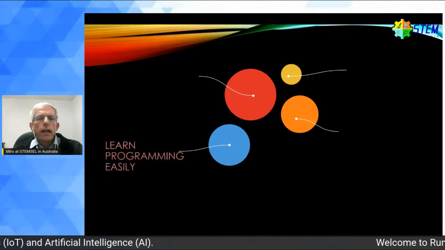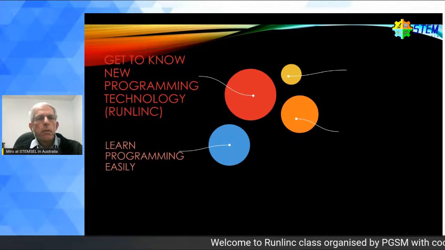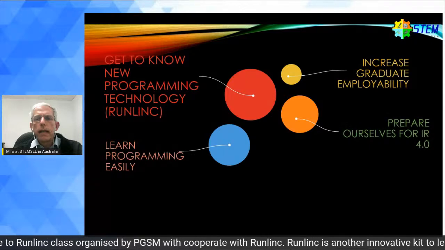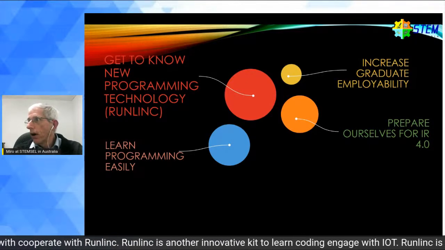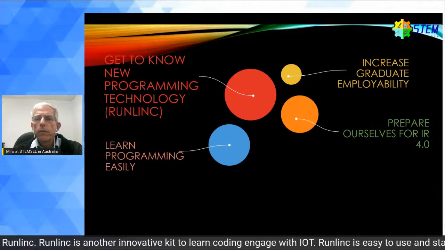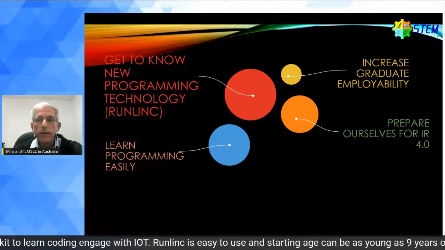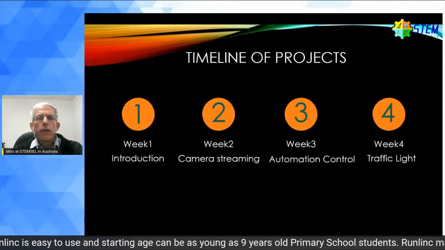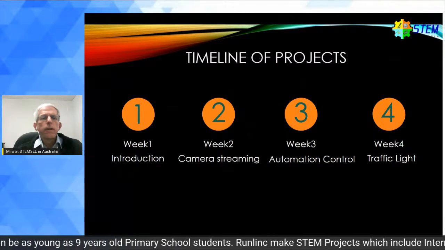So basically, we can learn programming easily, get to know the programming technology, increase graduate employability, and prepare ourselves for IR 4.0 and also IR 5.0, where IR 4.0 is the Internet of Things and IR 5.0 is artificial intelligence. So the 7 projects which we will be covering in the next 7 weeks.